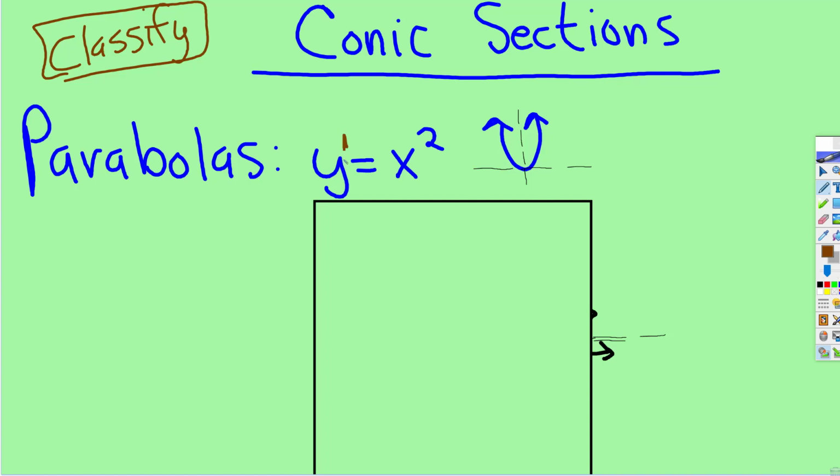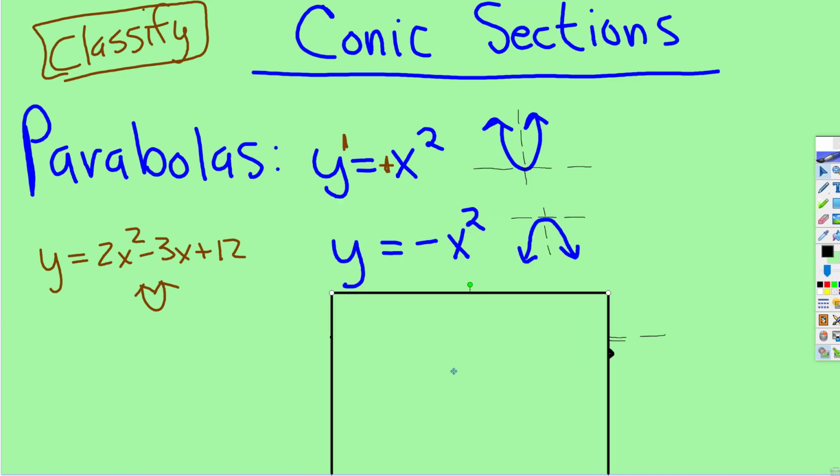When you have in an equation y to the first power is equal to x to the second power, and it's a positive x squared, you have an upward facing parabola. So if y is equal to, say, 2x squared minus 3x plus 12, that's an upward facing parabola. If y to the first is equal to negative x squared, a downward facing.